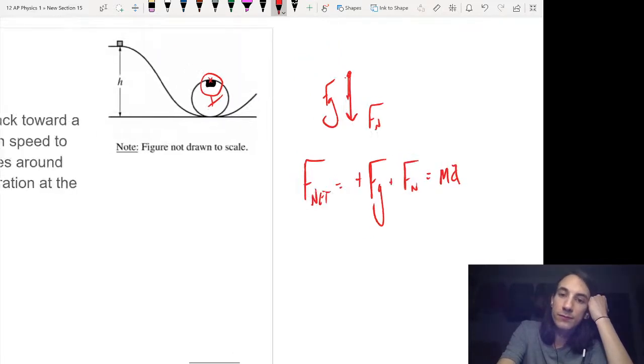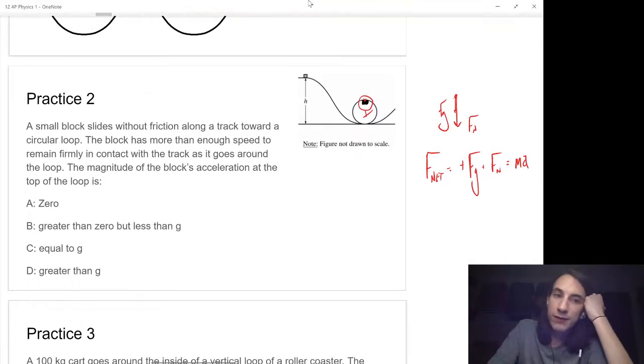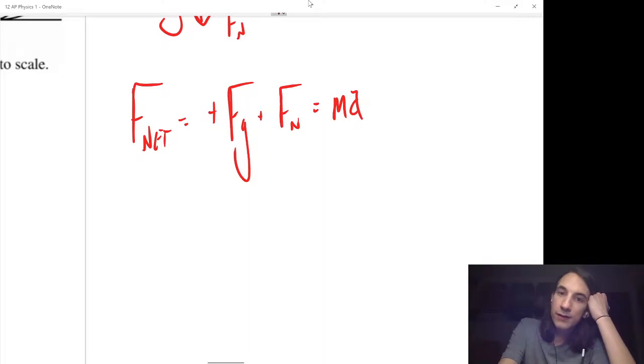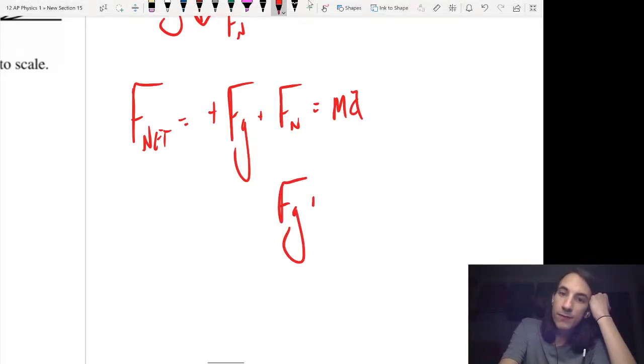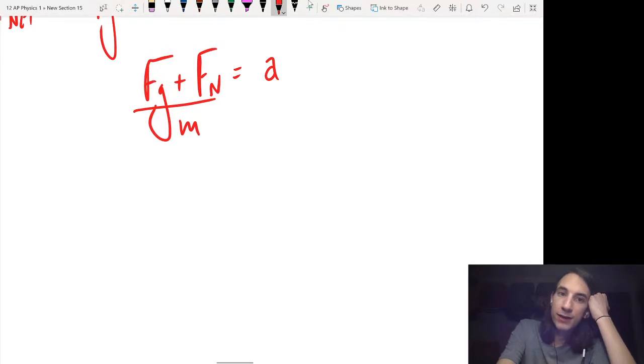And what the problem is asking us is the magnitude of the block's acceleration at the top of the loop, is it 0, greater than 0 but less than g, equal to g, or greater than g? So what we can say is, well, our acceleration is equal to Fg plus Fn divided by m.